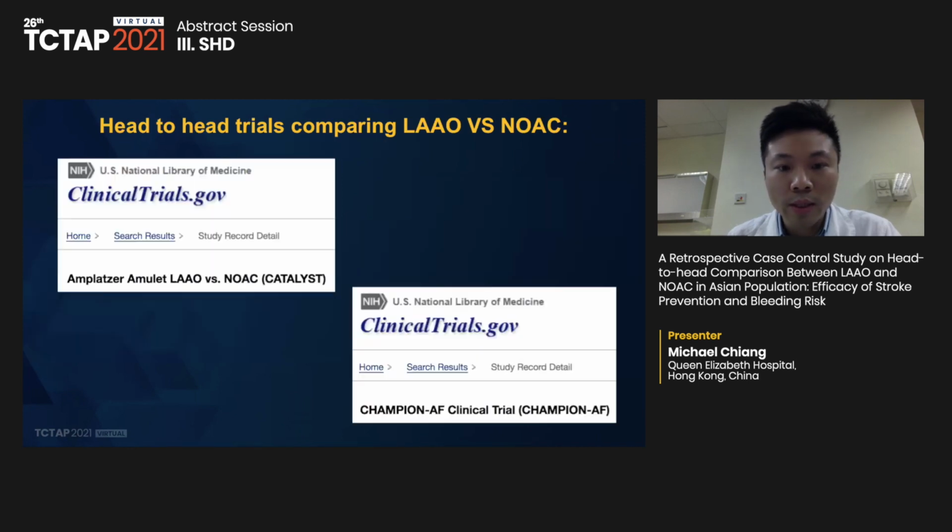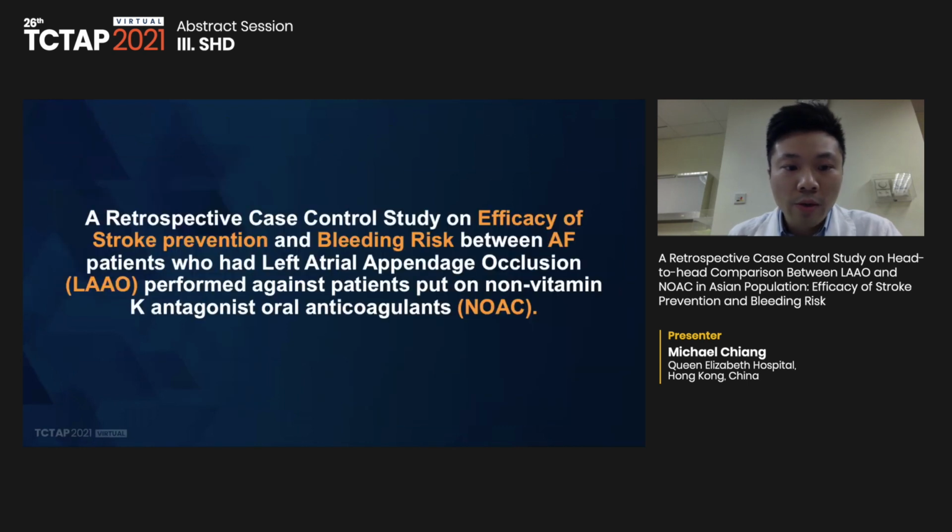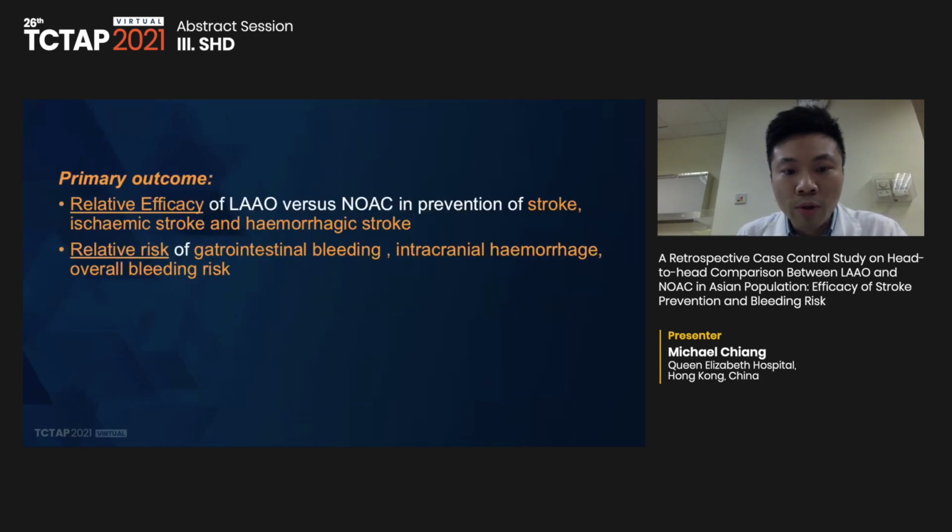There are many ongoing studies on this topic, but most of them will take a few years before completion. Therefore, I conducted a study addressing this in Asian patients, who are more prone to bleeding. The primary endpoint of my study is the relative risk of LAAO and NOAC on stroke prevention, and secondly, the relative risk of bleeding.